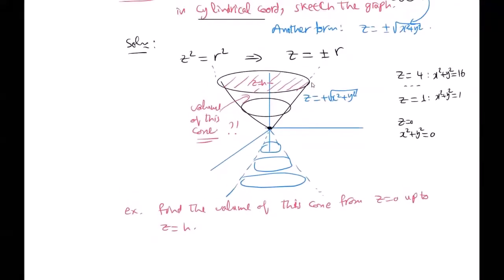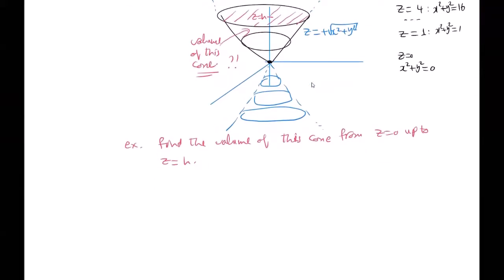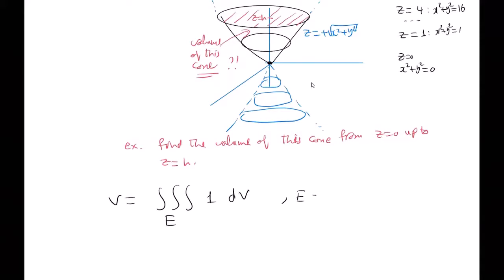Who can help? How to find the volume? We can do it by double integral. We can do it now another way by triple integral. So the volume is the triple integral of 1 dv. The element of volume dv over this region E is described by this solid from z equals 0 here, from this point, up to the plane z equals h. So what is the description here?